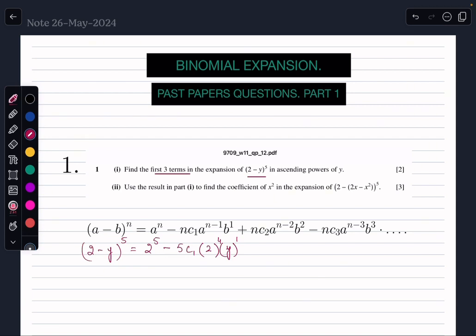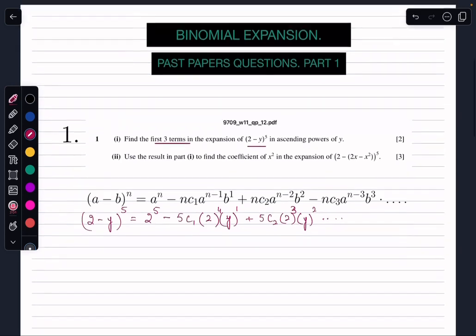Then the third term is going to be plus 5C2, 2 to the power 5 minus 2, that gives me 3, and y to the power 2. We only have to solve up till the first three terms, therefore I should be stopping here.